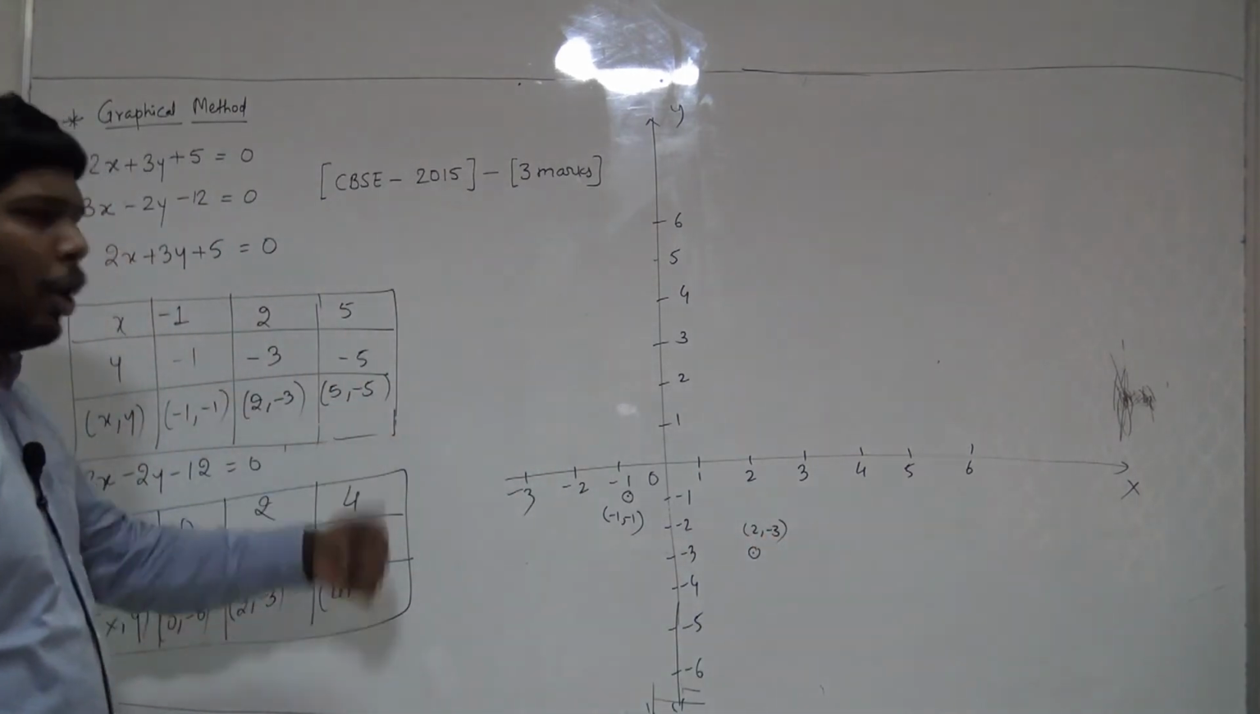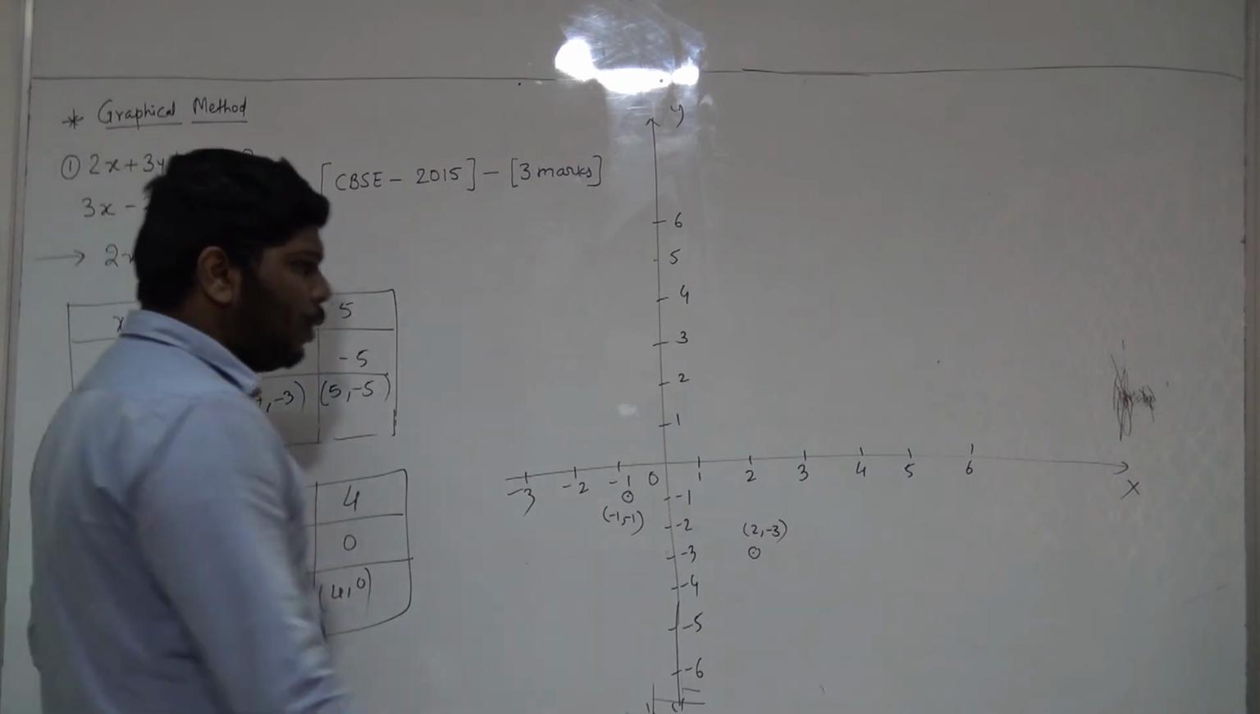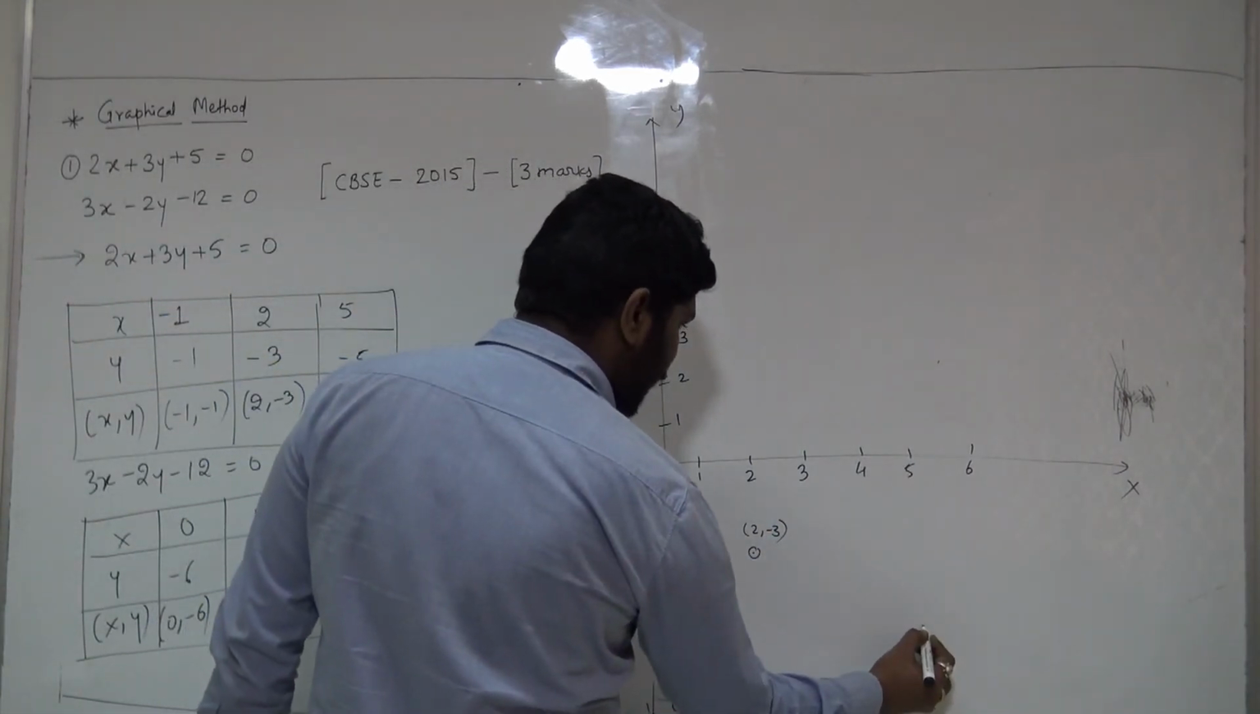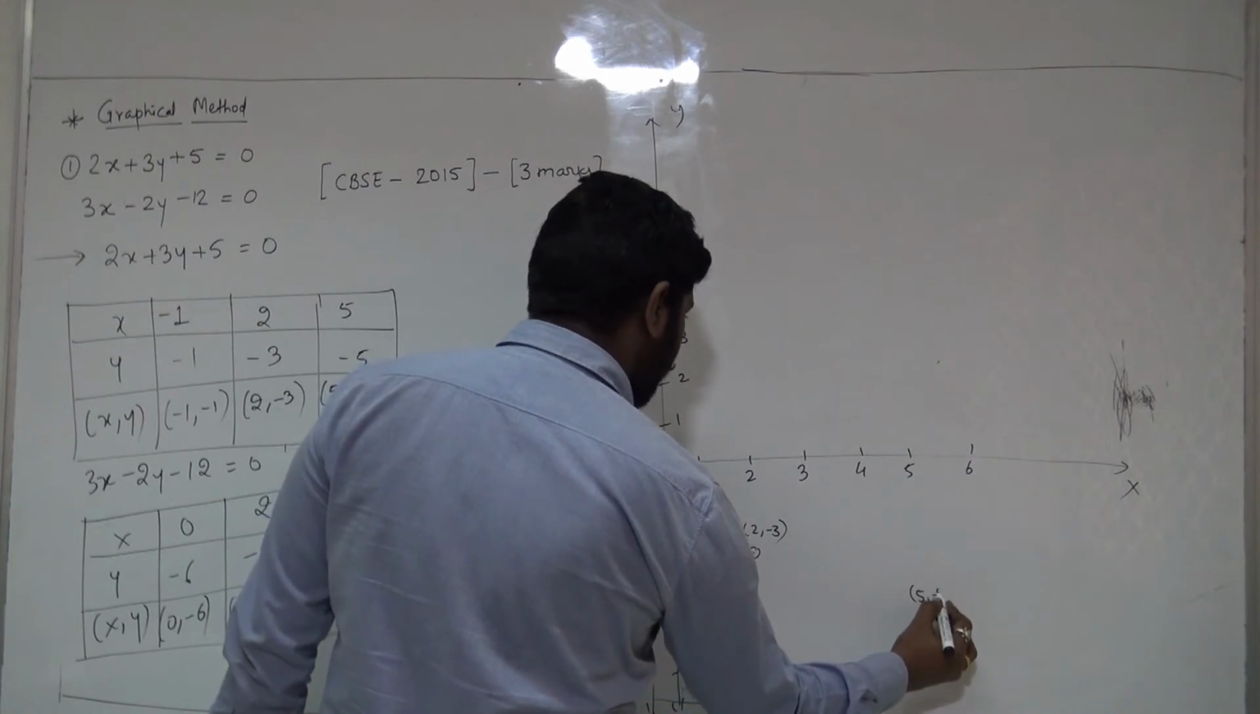Now similarly 5 comma minus 5, again it will be in the fourth quadrant. So x is 5, y is also minus 5. So here that point will lie somewhere. So this point is 5 comma minus 5.